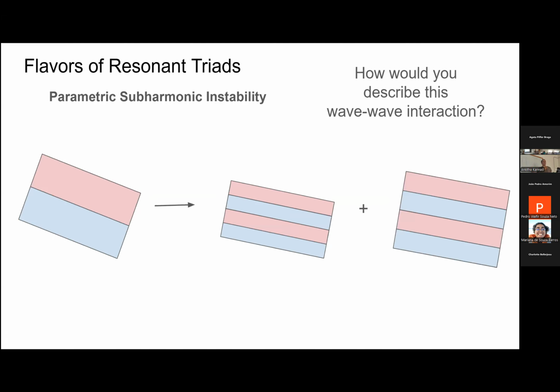Okay, so back to wave-wave interactions. One wave interacts with another wave and a third wave is born. Or in this annoying case, one wave experiences an instability and two different waves are born. So does anyone want to take a stab at describing what has happened in this wave-wave interaction? If you already know about parametric subharmonic instability, maybe give others a chance.